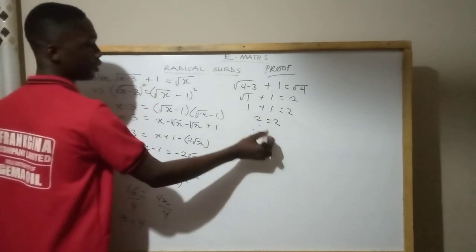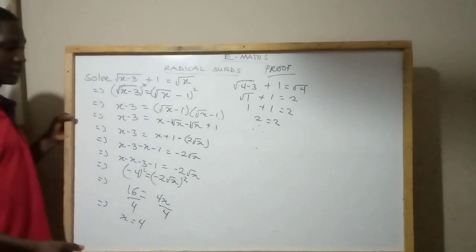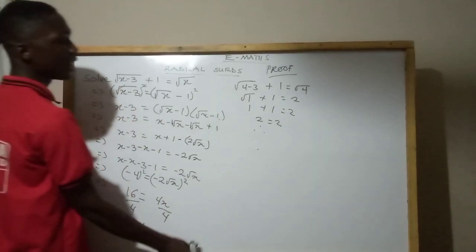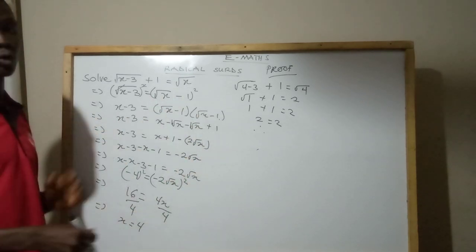So therefore the value of x is what? It is 4, because the values we had for both sides of the equation are equal.